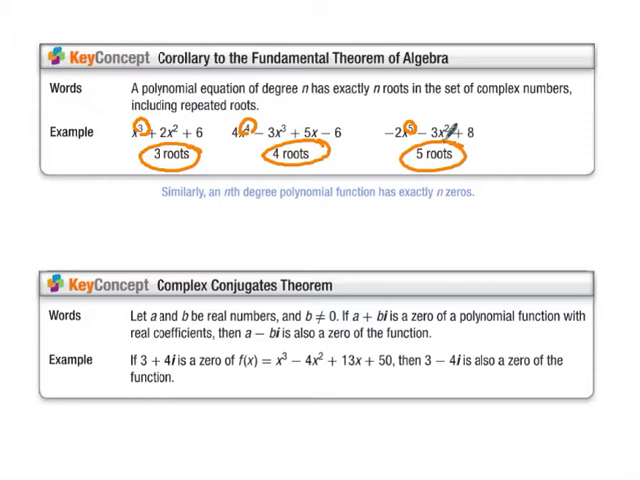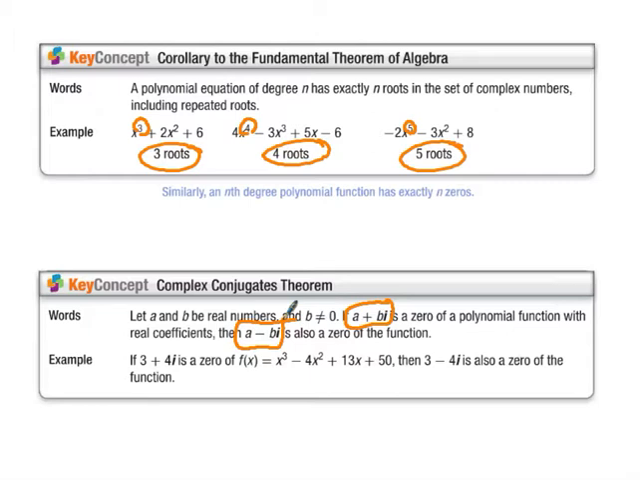Here, complex conjugates theorem basically states if a plus bi is a 0, then the conjugate a minus bi is also a 0. You need to understand a plus bi, a minus bi, they're buddies. If one is in the equation, then the other one has to be. Okay? So, if one is in the equation, the other one has to be.